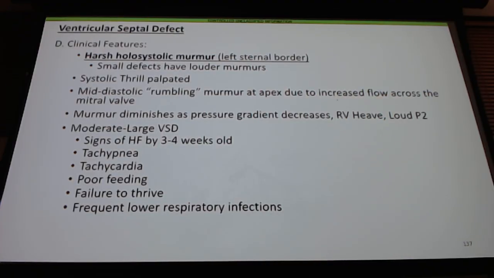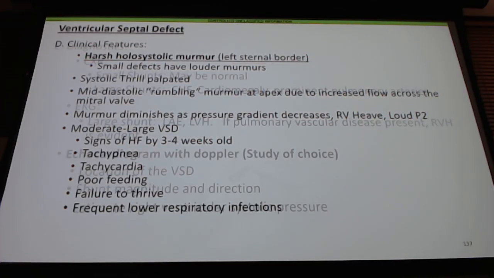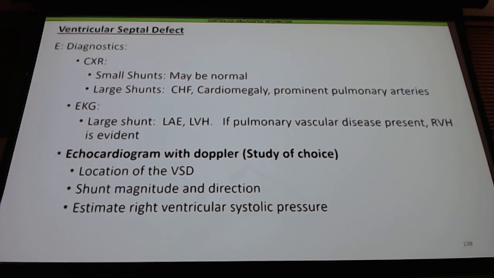What are you going to see on exam? The most common auscultatory finding is going to be this harsh holosystolic murmur, often heard at the left sternal border. Echo is going to be your test of choice for this, because you can see that defect, and you can actually measure the amount of flow going across it.